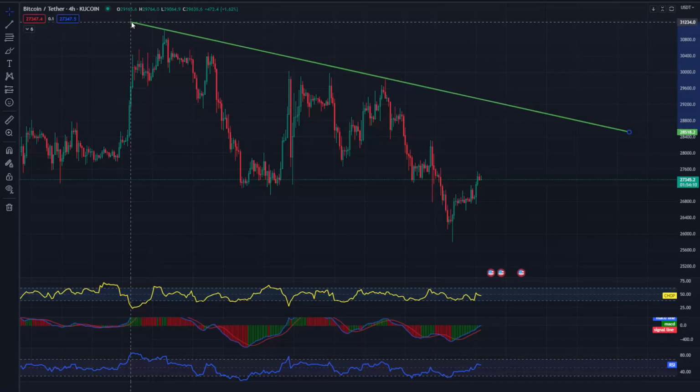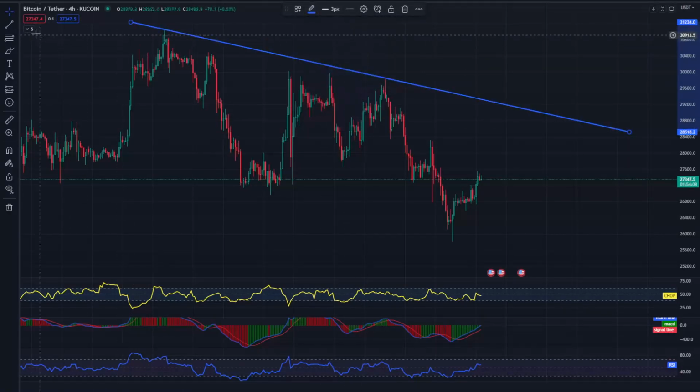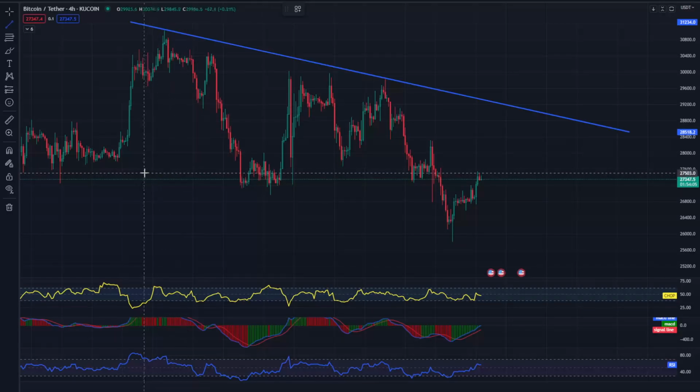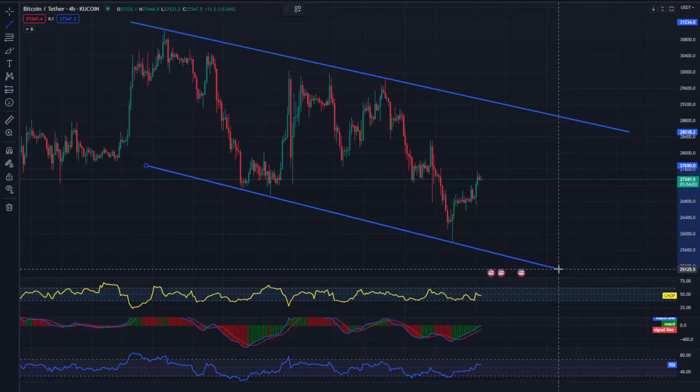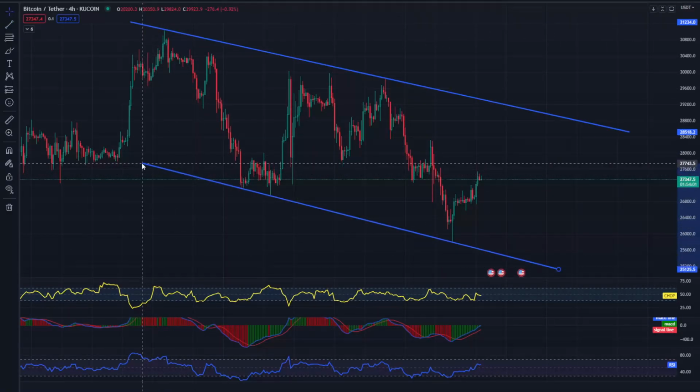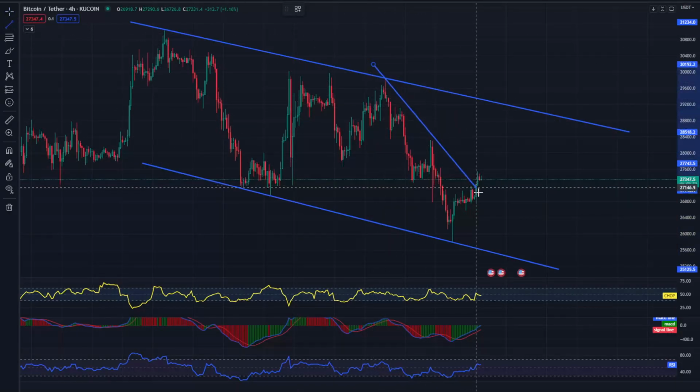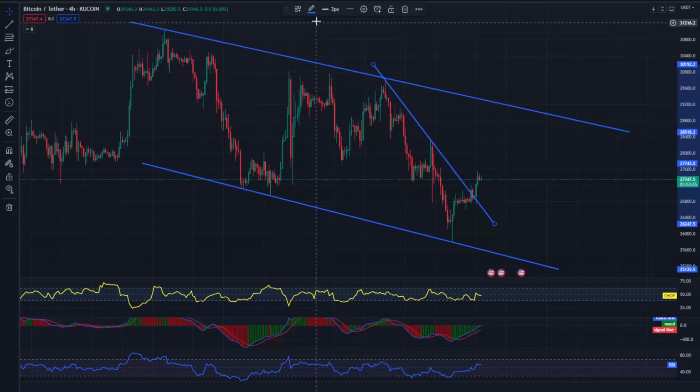Let's start by checking the current situation on the BTC pair to USDT, taking into account the 4-hour interval. First, we will use the blue lines to mark the downtrend channel, while locally, we can see that the price has broken the local downtrend line.